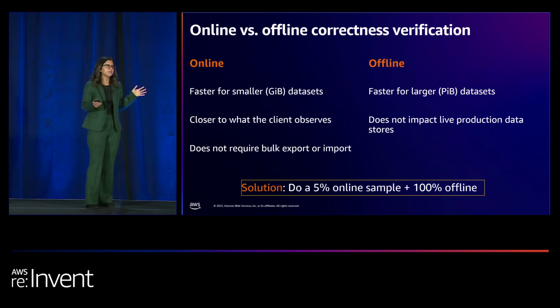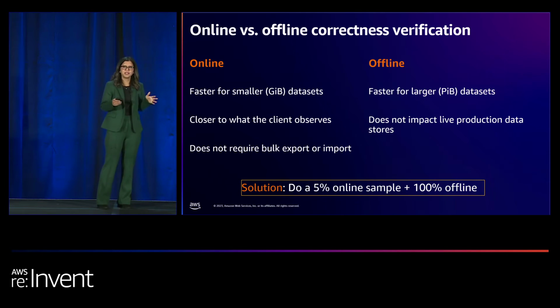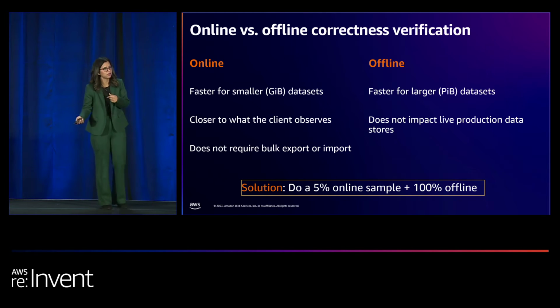I would suggest combining both. We should always verify a small sample of data using the online comparison. And once we have enough confidence, then we can do a comparison of 100% of our data using the offline comparison.